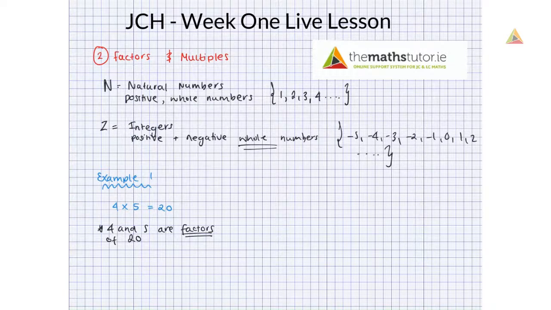Now, if I wanted to look at 20, how would I describe 20? Well, we say that 20 is a multiple of 4 and 5, because when you multiply 4 by 5, you get 20. So I'm going to write that down as well. Okay, so we say 20 is a multiple of 4 and 5.